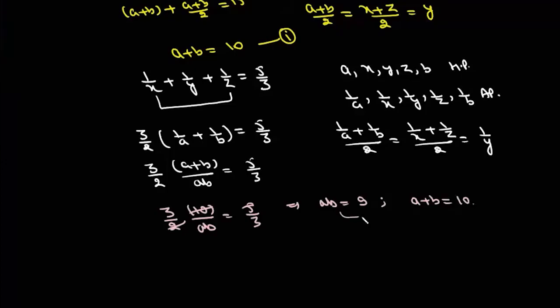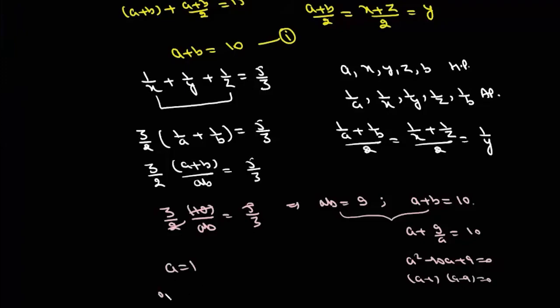Now two equations, two unknowns. Now you put the value of b, we can write a + 9/a = 10, or a² - 10a + 9 = 0. We get (a - 1)(a - 9) = 0. So either the value of a is 1 or the value of a is 9. And if a is 1, the value of b is 9. And if a is 9, the value of b is 1. And this is the answer to this question.